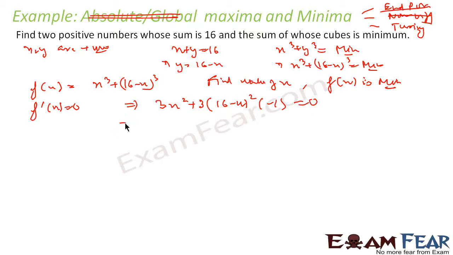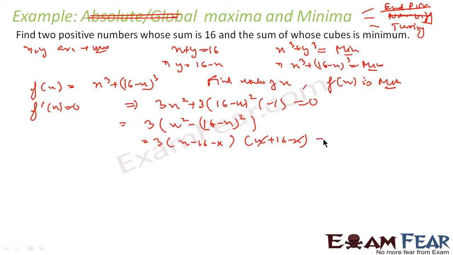If you solve this equation, it becomes 3 into [x square minus (16 minus x) square]. I can expand, or let it be like this only. This is nothing but 3 into (x minus (16 minus x)) into (x plus (16 minus x)). This guy gets cancelled, and it is equal to 0. So what I get is 48 into (2x minus 16) equal to 0. If you solve this, you get x is equal to 8. So x is equal to 8 is my critical point.